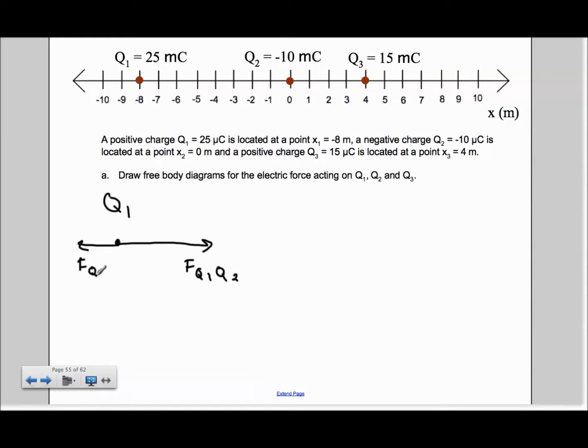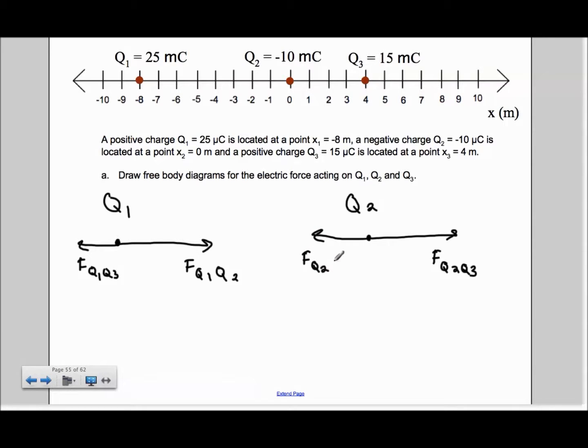For Q2, it will experience a force towards Q1 because they both have opposite signs, and this force will be smaller than the force it experiences from Q3 because they have a greater distance between each other. And the force that it experiences because of Q3 will be towards Q3 since they both have opposite signs as well.